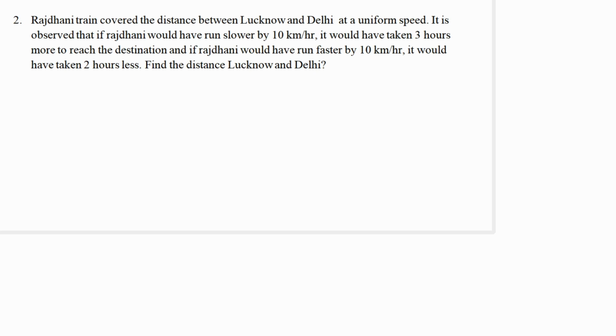It says, Rajdhani train covered the distance between Delhi and Lucknow at a uniform speed. It is observed that if Rajdhani would have run slower by 10 km per hour, it would have taken 3 hours more to reach the destination. And if Rajdhani would have run faster by 10 kilometers per hour, it would have taken 2 hours less to reach the destination. Find the distance between Lucknow and Delhi. So what we will say?